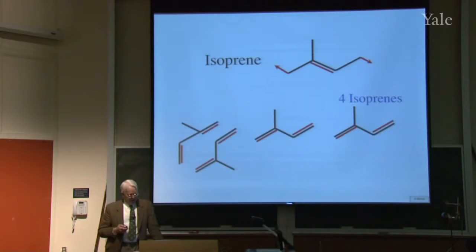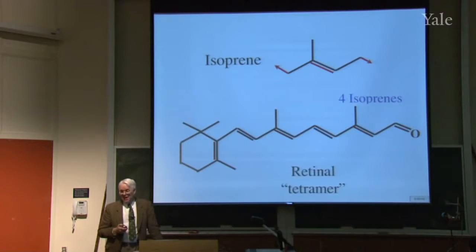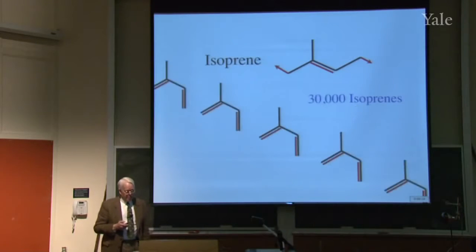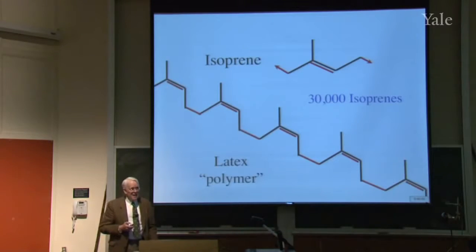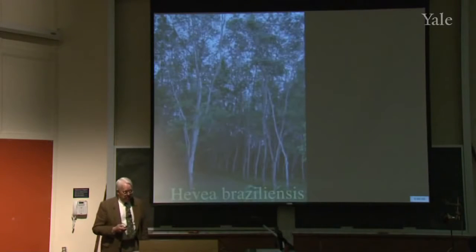Or you could have four of them and put them together like that, and that's retinal, the aldehyde over on the right. So that's the thing that's involved in vision, or that absorbs light in your eyes. So it's a tetramer, okay? Or you can take 30,000 isoprenes and link them together like that, and that's latex. The Latin word latex just meant a liquid, but now it's always applied to this particular liquid, the sap that runs out of these trees, the Hevea brasiliensis.